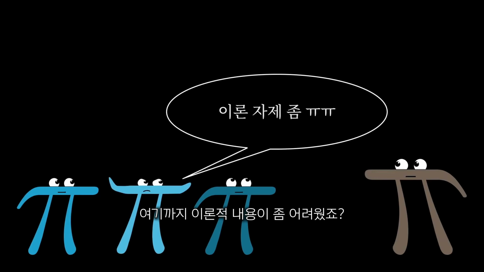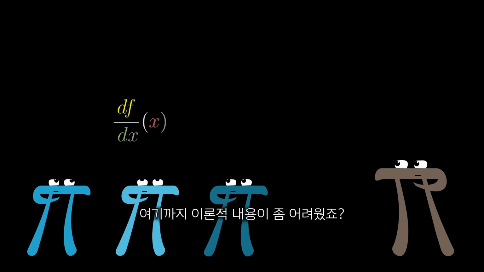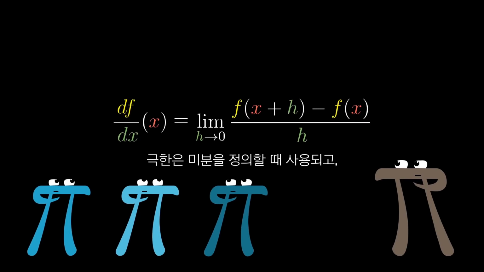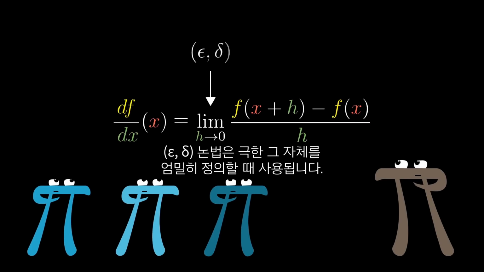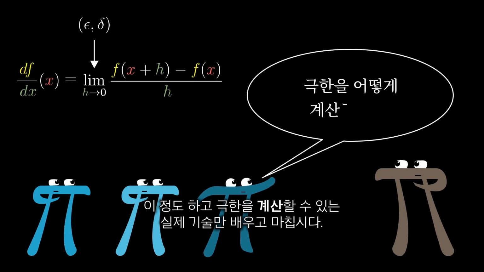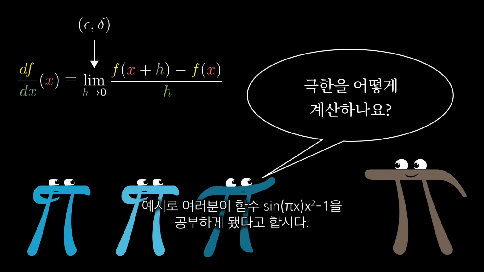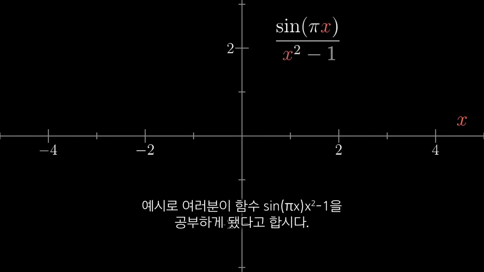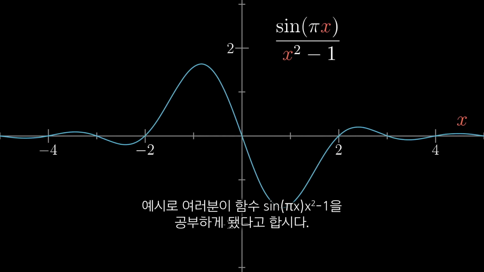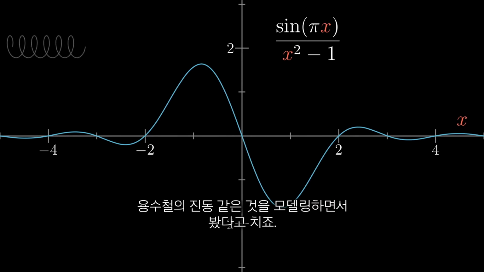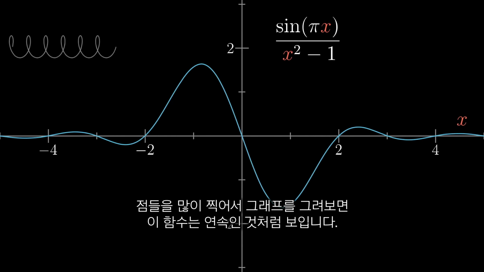So far, this is all pretty theory heavy, don't you think? Limits being used to formally define the derivative, and then epsilons and deltas being used to rigorously define the limit itself. So let's finish things off here with a trick for actually computing limits. For instance, let's say for some reason you were studying the function sine of pi times x divided by x squared minus 1. Maybe this was modeling some kind of dampened oscillation. When you plot a bunch of points to graph this, it looks pretty continuous.